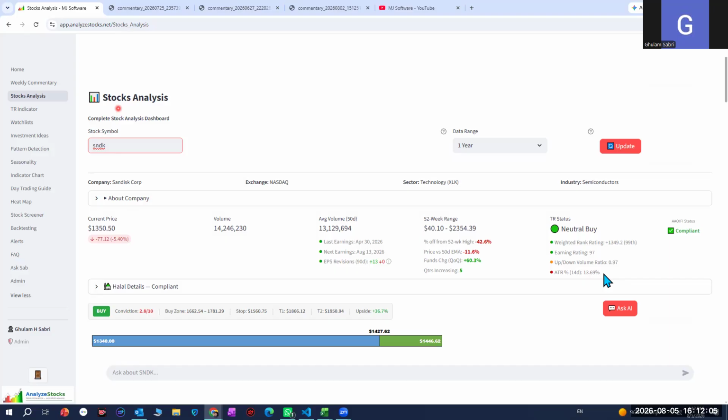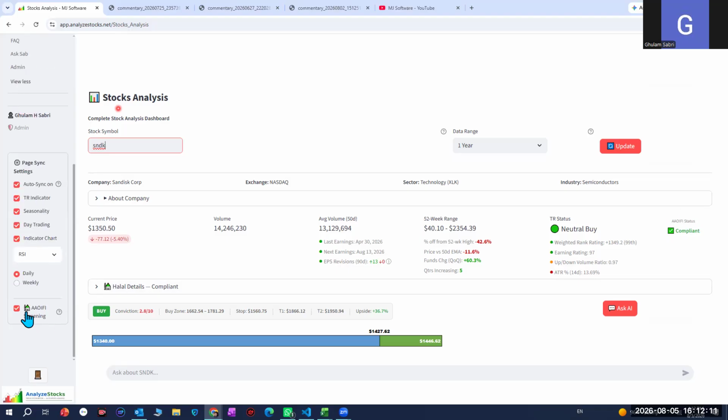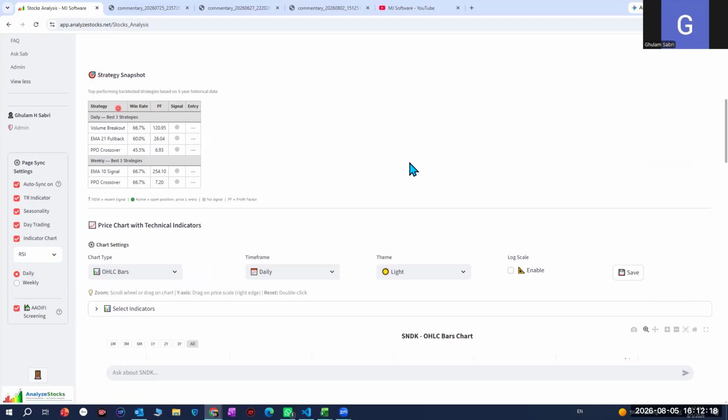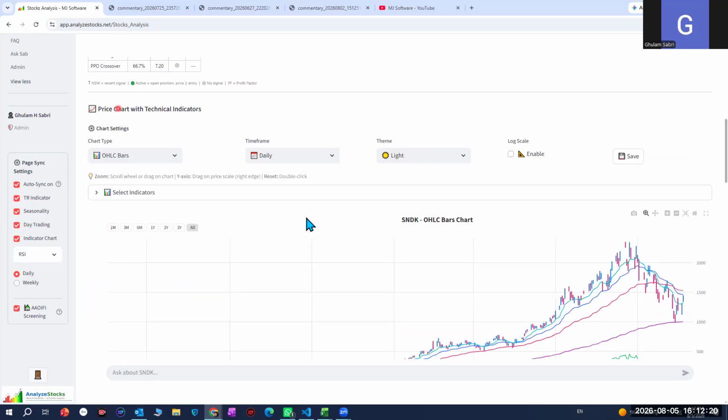On the right side, it also gives you its halal status. If you do not want it, you can click it off and it will not show it to you. So that's how we analyze this. This is the software analysis, but we have many more features.